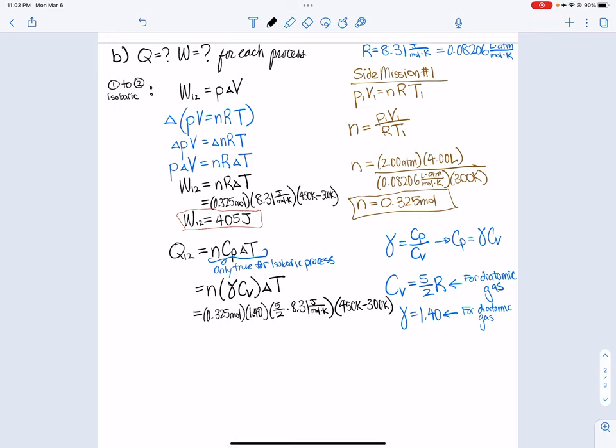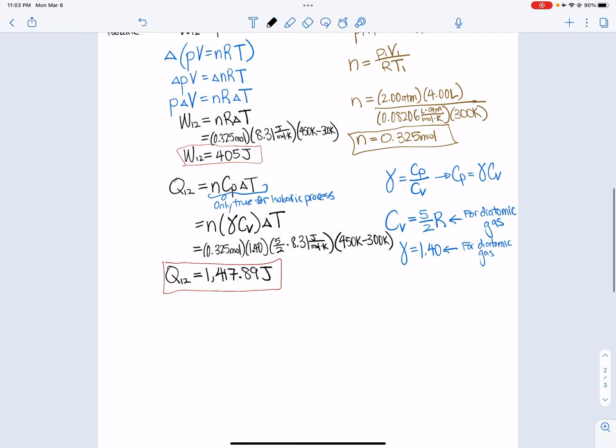Okay, and we're going to find that the heat transfer from state 1 to state 2 is equal to positive 1,417.89 joules. All right, so that's our heat transfer, our Q. All right, now let's look at the process from state 2 to state 3, right? And that is, again, an isochoric process where volume remained constant.